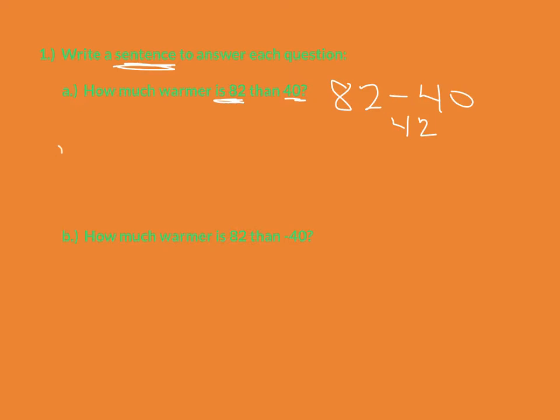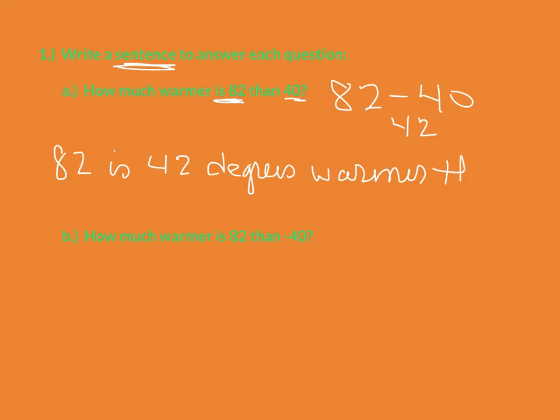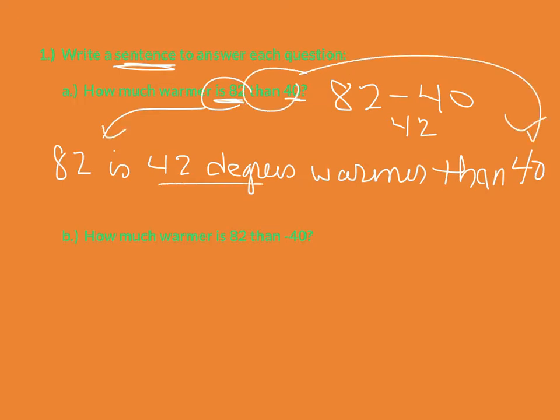So I would say that 82 is 42 degrees warmer than 40, which is our starting. So if you take a look at this, we took 82 is, there that is, than 40 is over here, and we just took the 42 degrees, and we knew it was warmer because it told us that there.